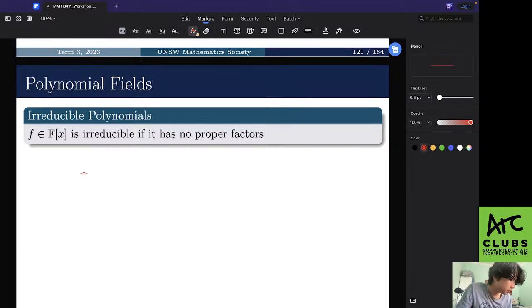Let's just define some other things. We say that f is irreducible if it has no proper factors. We chuck in all the numbers from F. If none of them are factors, then f is irreducible.